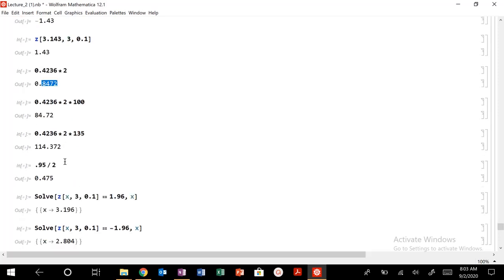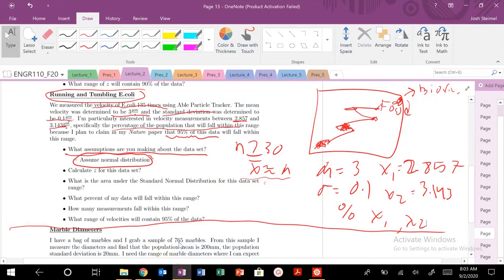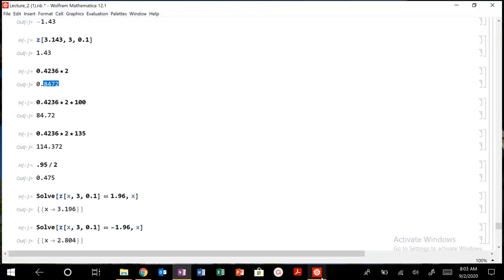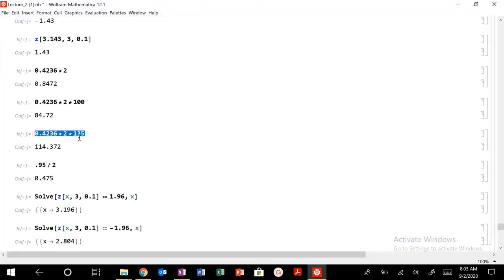That's it. So we've calculated z. We've calculated the area in the standard distribution. We figured out the percent of my data that's going to fall within that range. Now the question is, how many measurements fall within that range? We have the percentage, so if we want the number of measurements, you just multiply by the total number of measurements. So 114 should fall within that range.